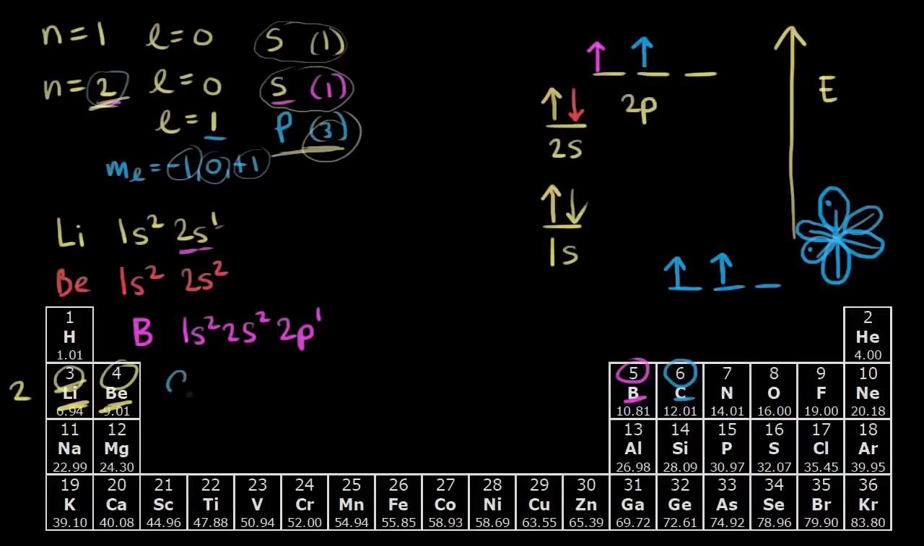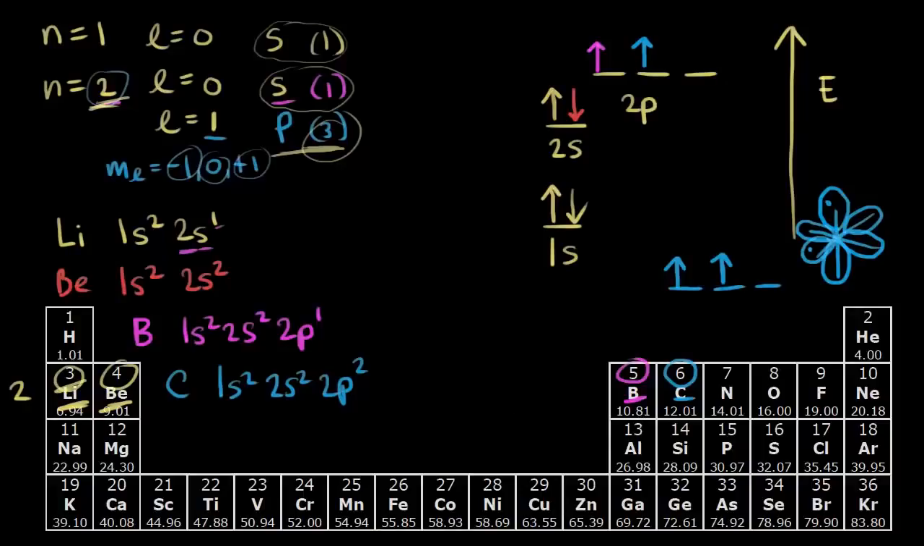So we can go ahead and write carbon's electron configuration. Just read off everything we have on our orbital notation here. So we have 1s2, we have 2s2, and we have 2p2 here. So 2 electrons in the p orbitals in the second energy level for carbon.